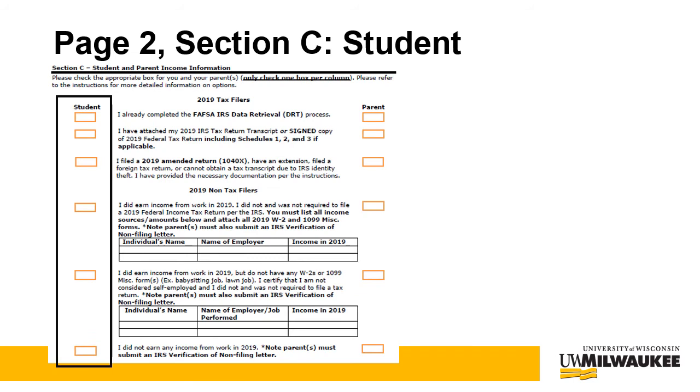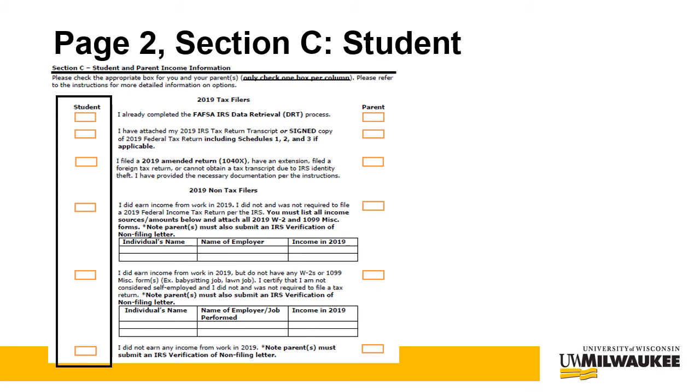First, let's look at the left-hand column of checkboxes and find the statement that best reflects the student's income and tax filing status for 2019. Even if the student did not file taxes for 2019, they still must report any earnings from work. For students who have filed taxes, please review the statements listed under the upper section, titled 2019 Tax Filers.